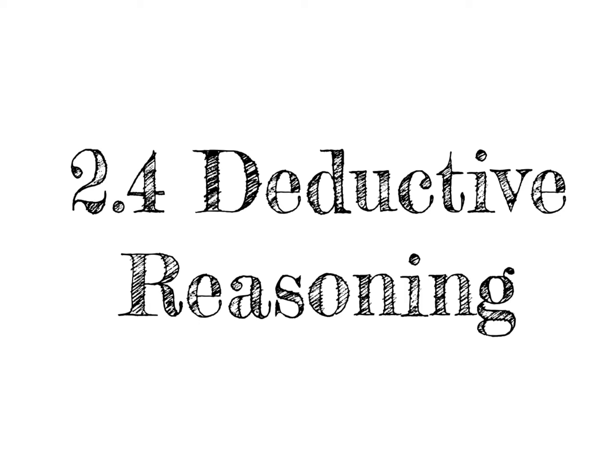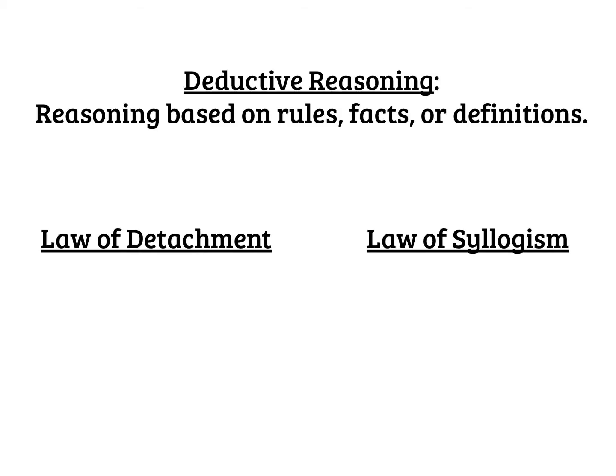Hi everyone, in this video we're going to talk about deductive reasoning. We're going to show you some examples of how to identify when you're looking at deductive reasoning and the different laws we're going to talk about. In the previous video, we spoke about inductive reasoning, which was based on patterns and observations. Deductive reasoning is based on rules, facts, and definitions. This is something that's concrete and that there's actual evidence for, not something that you're making an assumption on.